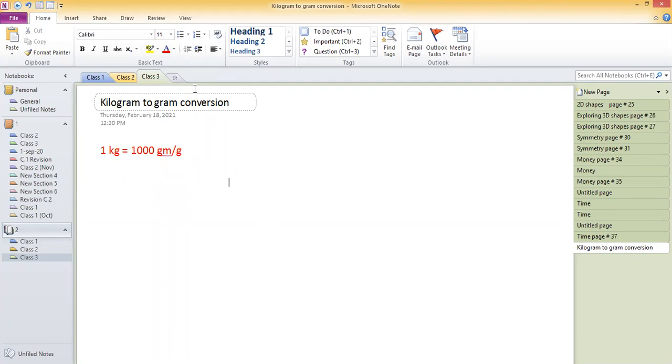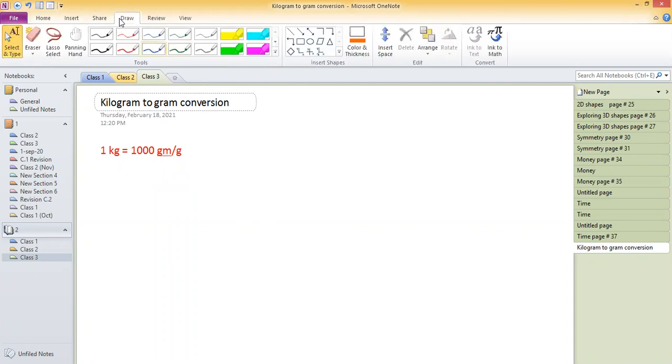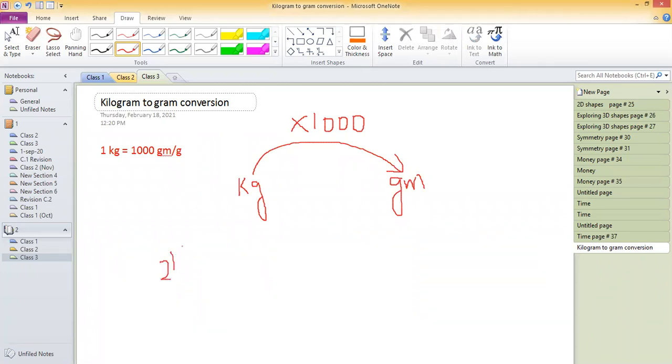Now if I give you a value in kilogram and ask you how much it will be in gram, how will you tell me? This is very easy, guys. I'm writing here kg, this is kilogram, and this is gram. To convert a value from kilogram to gram, you have to multiply by 1000.